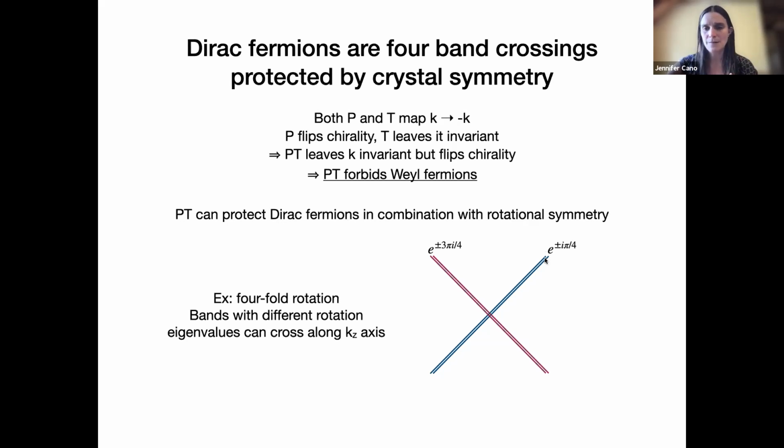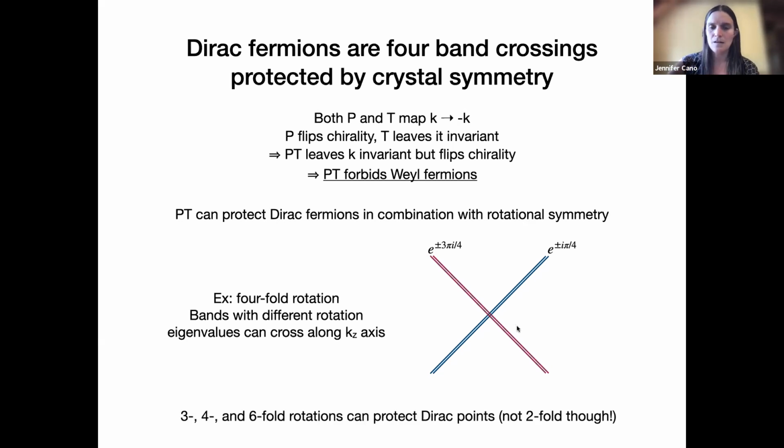But since there's four possible eigenvalues, if you have one pair with, say, eigenvalues e to the plus or minus i pi over 4, they can cross another pair with the other two eigenvalues, e to the plus or minus 3 pi i over 4. And this crossing will be protected by rotation symmetry, but also this combination of inversion and time reversal symmetry. And so inversion, time reversal, and rotation can protect Dirac fermions. The other thing to say here is that the rotation has to be either 3, 4, or 6-fold. If you only have a 2-fold rotation, then you only have 2 eigenvalues, and so there are no pairs of eigenvalues that can cross in this way.